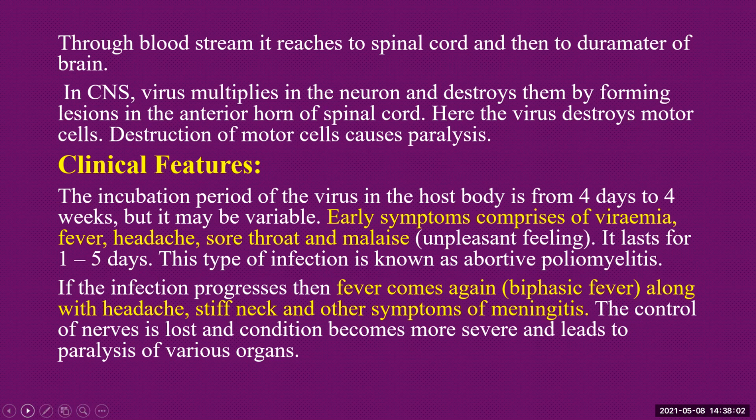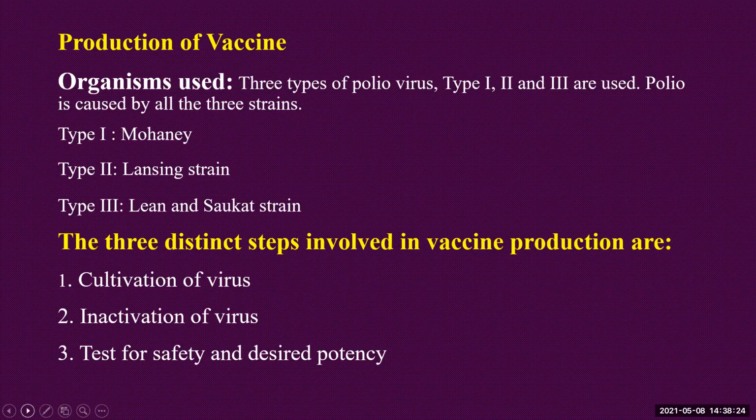If the infection progresses, then fever comes again, which we call biphasic fever, along with headache, stiff neck, and other symptoms of meningitis. The control over the nerves is lost, and the condition becomes more severe, and it leads to paralysis of various organs, which causes polio. Now, how is Salk polio vaccine produced?